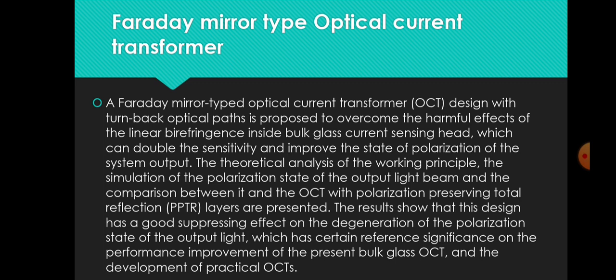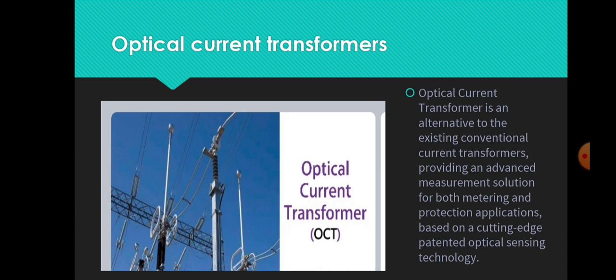The results show that this design has a good suppressing effect on the degeneration of the polarization state of the output light, which has a certain reference significance on the performance improvement of the present bulk glass OCT and the development of the practical OCTs. Optical current transformers. Optical current transformer is an alternative to existing conventional current transformers, providing an advanced measurement solution for both metering and protection applications based on a cutting-edge patented optical sensing technology.